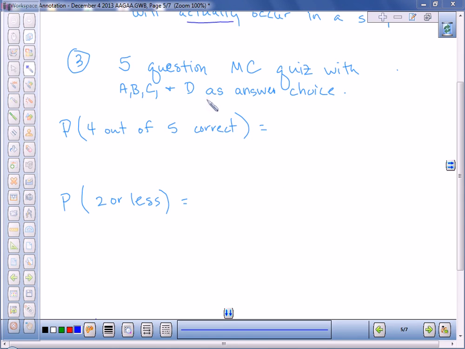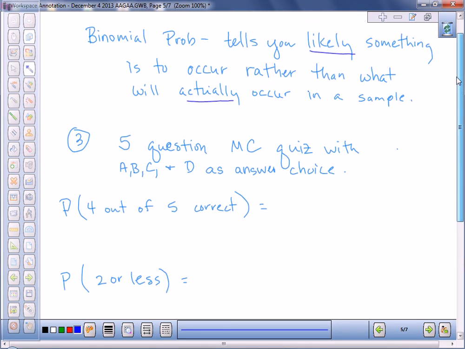Okay, my next example. Example 3. We have a 5-question multiple choice quiz. Unfortunately, it's written in German, and I don't know German. So my answer choices are A, B, C, and D. What is the probability that I would get 4 out of 5 of these correct? Okay, you try. Maybe I should buy a lottery ticket. 4 to 5. Well, when you look at my probability, I'm in trouble.